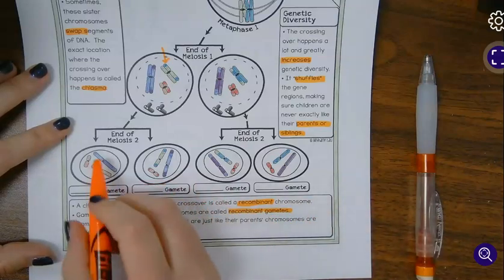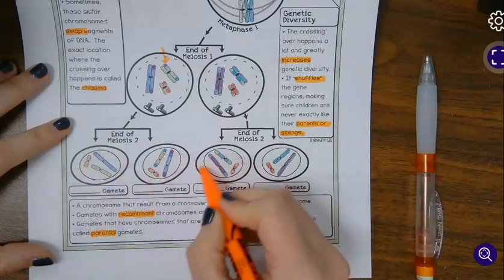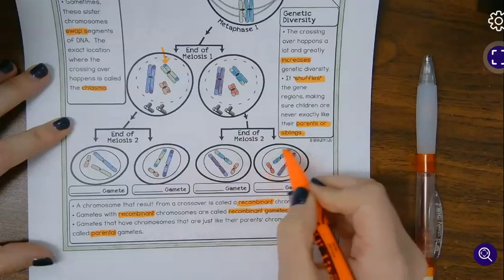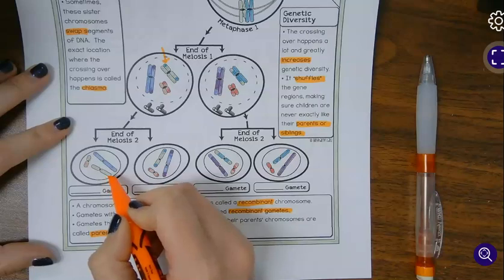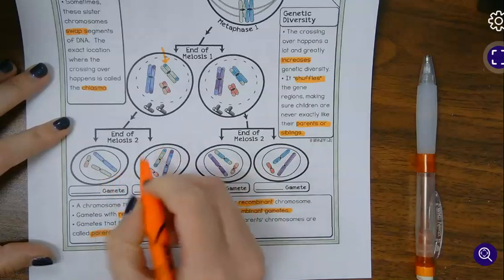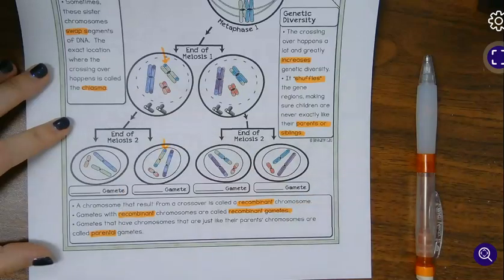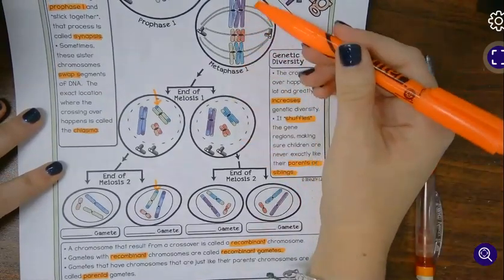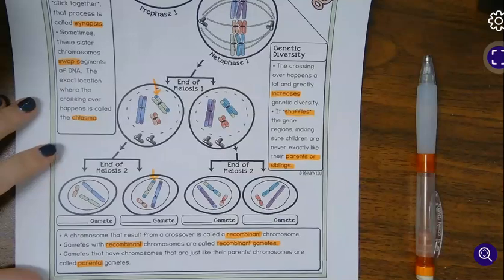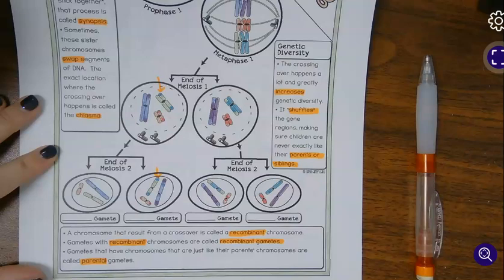Okay. So here's your first gamete, your second gamete, your third gamete, and your fourth gamete. And each of them is just a little bit different from each other because of that crossing over that occurred, but also because of that independent assortment of chromosomes as they lined up. So during meiosis, there are two events that occur that can increase genetic variation.